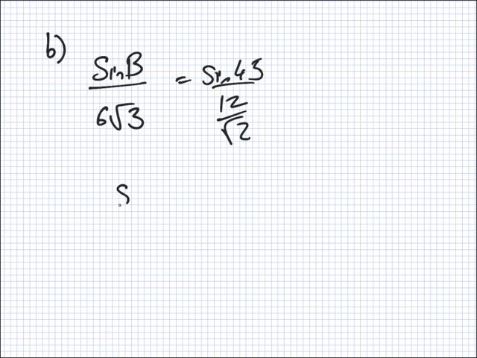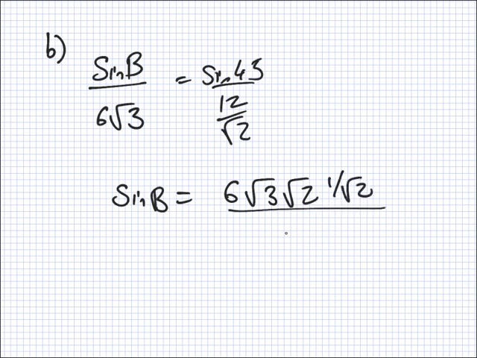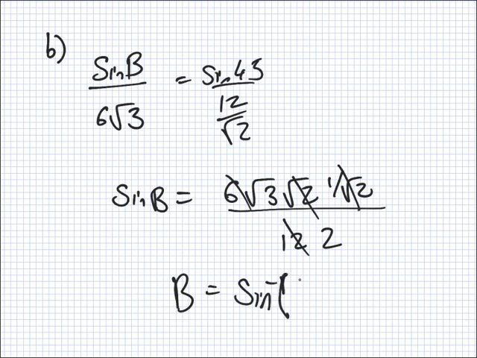So with a bit of cross multiplying, I get sine B equals 6 root 3 root 2, sine 45 is 1 over root 2, over 12. So that cancels that, and that goes into that twice. Of course, you can just do this easily on your calculator. You don't need to be messing about like me. So it's sine inverse root 3 over 2, which is 60.